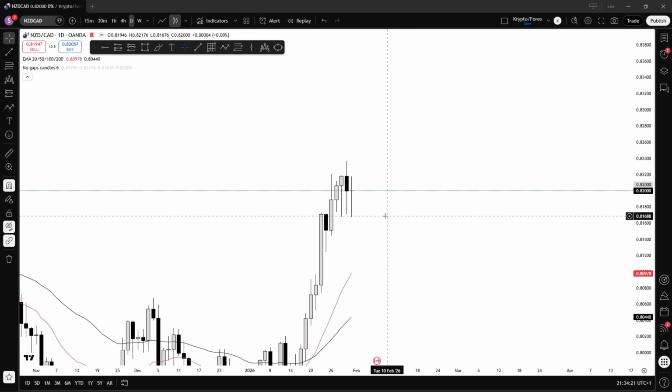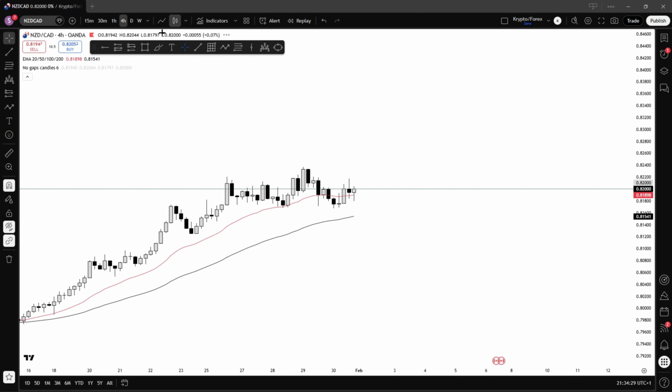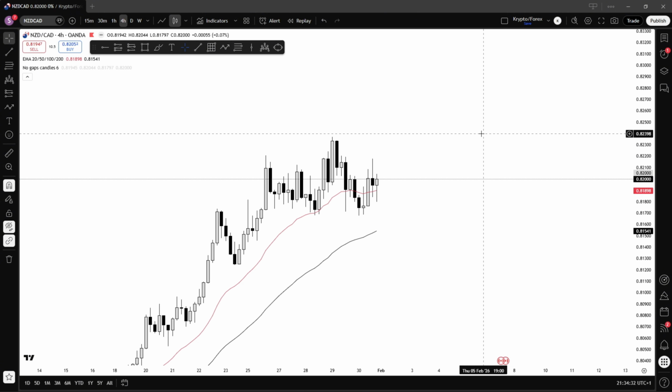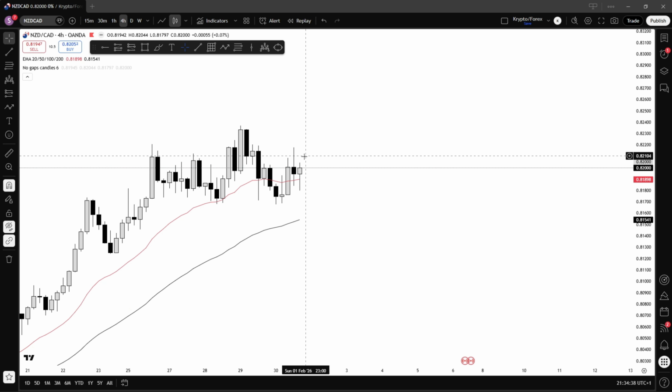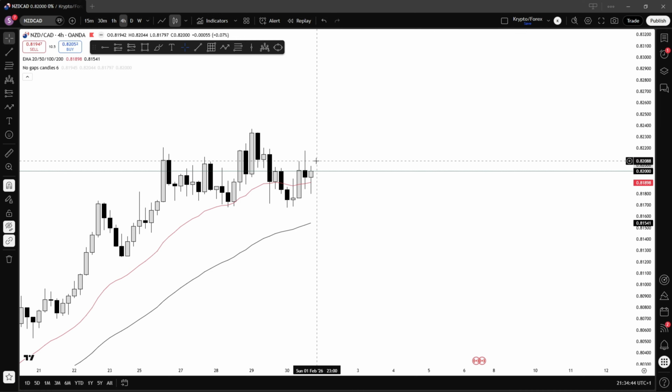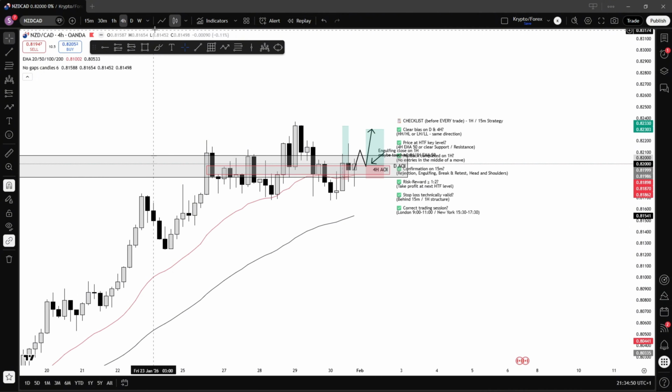On NZD CAD, we can clearly see we are in an uptrend. We are bullish on the daily time frame. On the 4-hour time frame, we shifted bullish as well last week. And basically, if you already saw my last video, I entered right here, but I took an L because I entered too early. So I already drew in all the things for you.